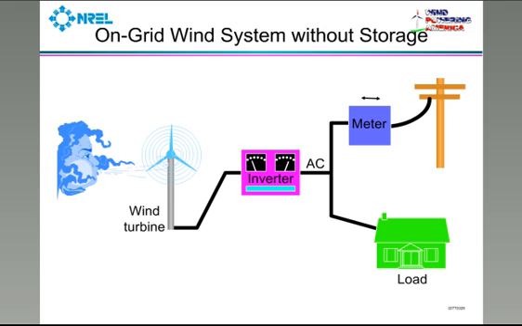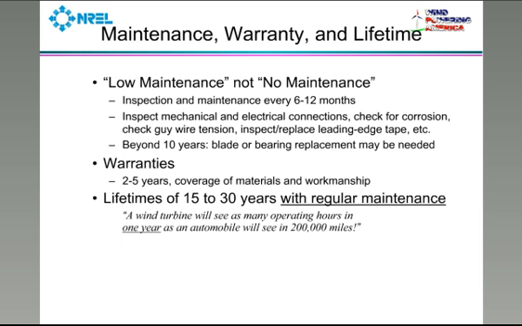On-grid system without storage. This kind of shows the schematic of the pieces. You have your wind turbine. The controller is kind of part of the wind turbine. It goes to an inverter. The energy produced will first go to meet your load, and any excess energy will go out to the grid. And there's a meter between the inverter and the grid that keeps track of the energy flows, basically for billing purposes later on, so the utility knows how much to credit you for the energy sent to the grid.